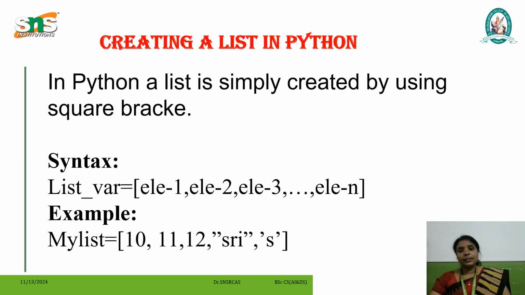Creating a list in Python, how to create? In Python, a list is simply created by using square brackets. First, we write the list variable equal to, and within square brackets we give the elements: element 1, 2, 3 up to element n. For example, my list is the list name and 10, 11, 12 are the elements in the list. Within the square brackets, we have to give the elements. These are all numeric elements. SR is a string element, character elements. It is specified within the square brackets.